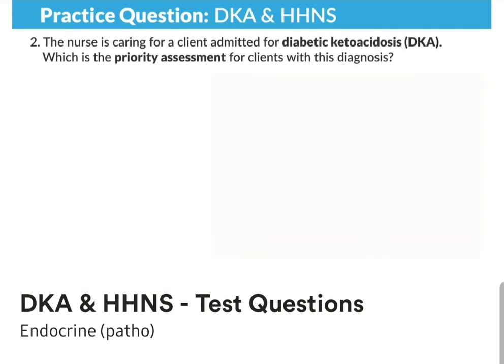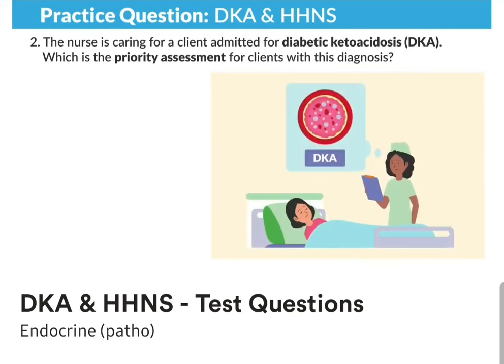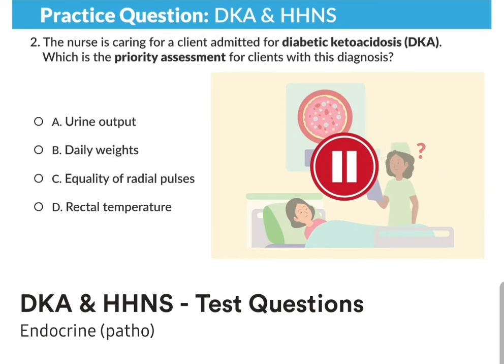Now moving on to question 2. The nurse is caring for a client admitted for diabetic ketoacidosis, that DKA. Which is the priority assessment for clients with this diagnosis? So pause your screen and try your best to answer this question in about 60 seconds or less.